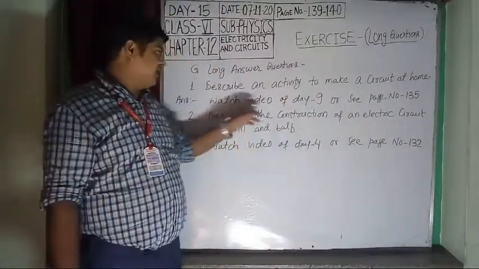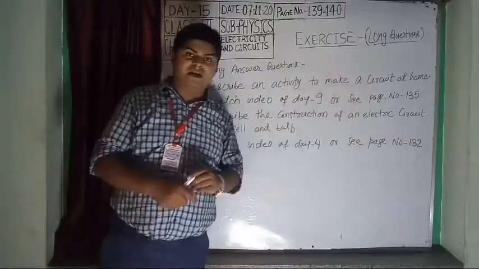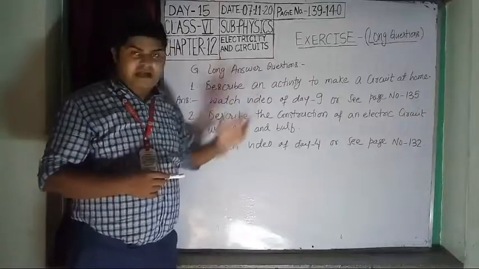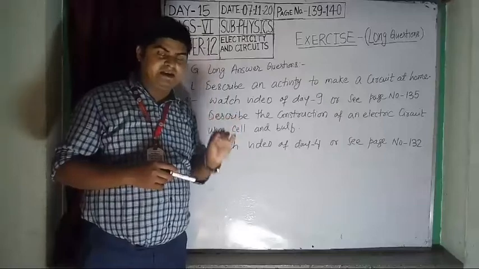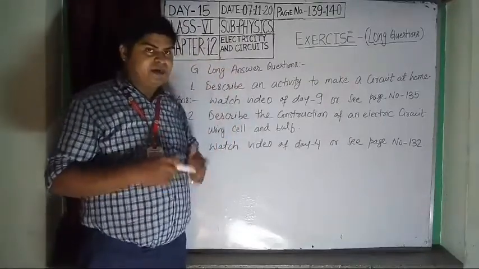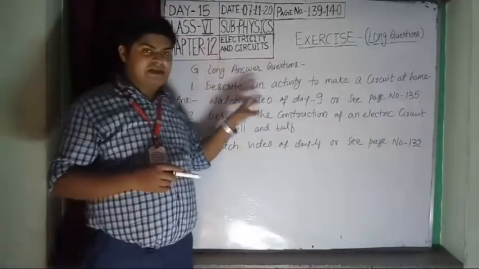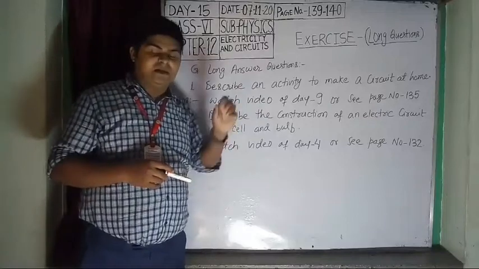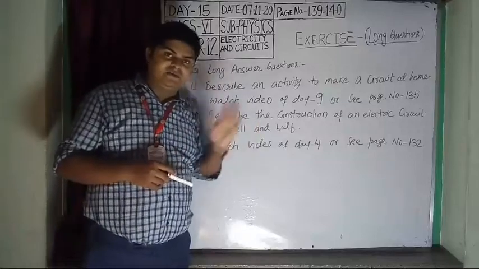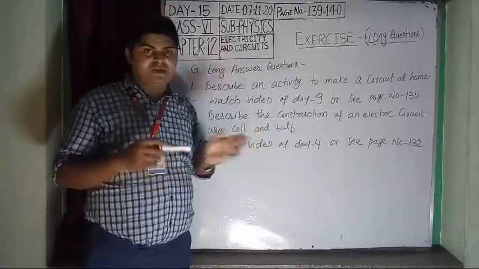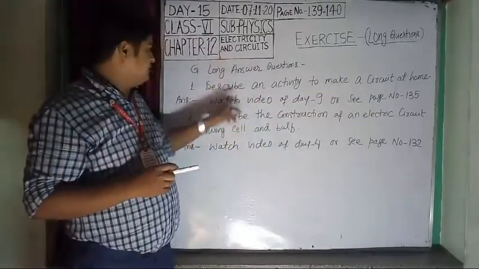Either you will watch the video of day 9 or you will see page number 135 of your science book. There is an activity which I have explained, activity number 5. In that activity it is given how to make a circuit. So you will just make a circuit and explain the terms. First you will write the aim, then the material required, then the procedure, and you will draw a diagram on the right side of the page. So this is the complete answer of this question.